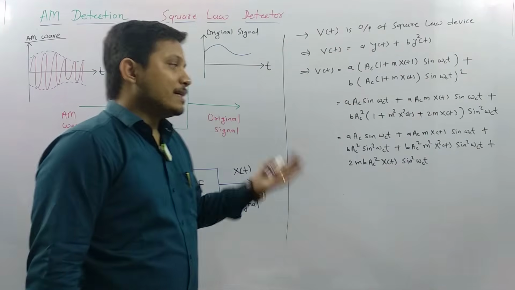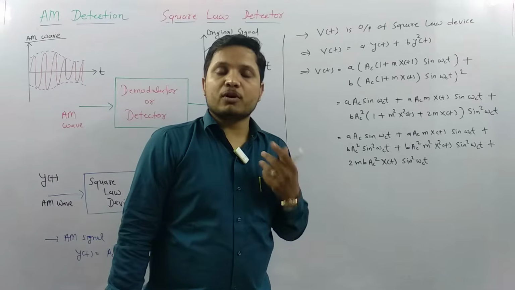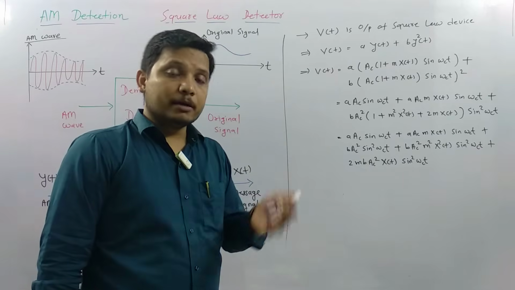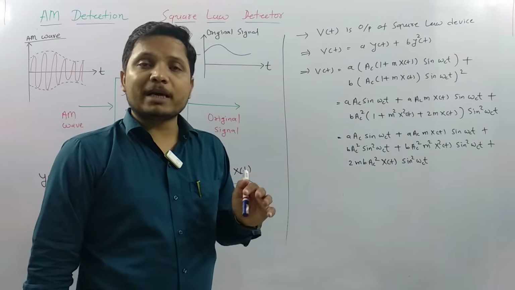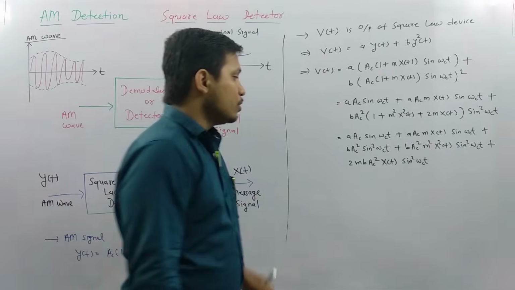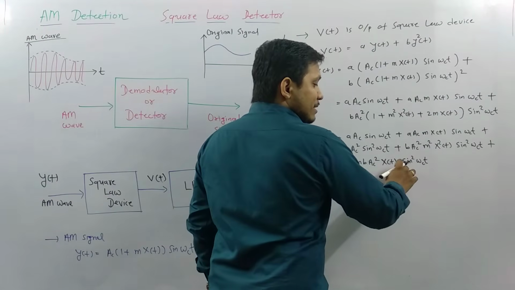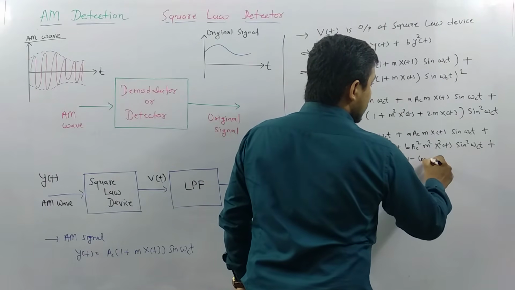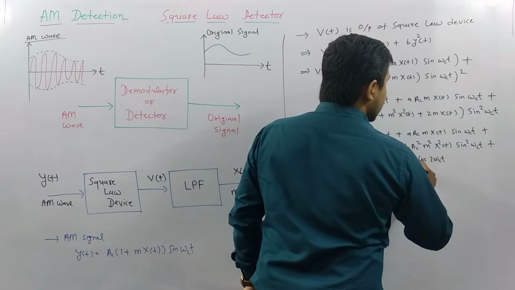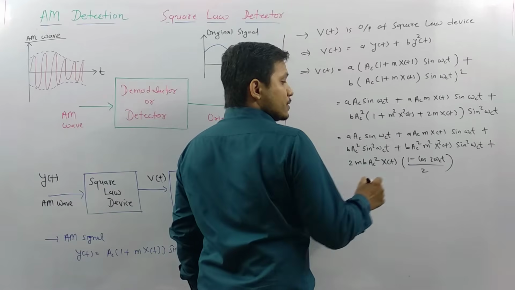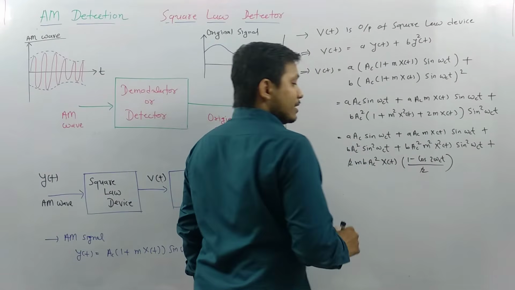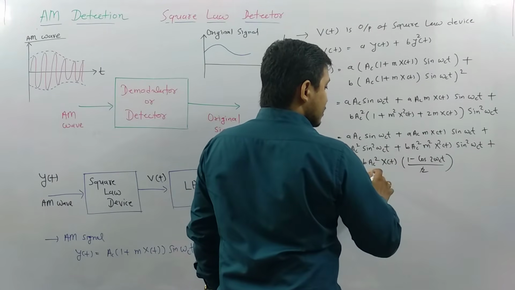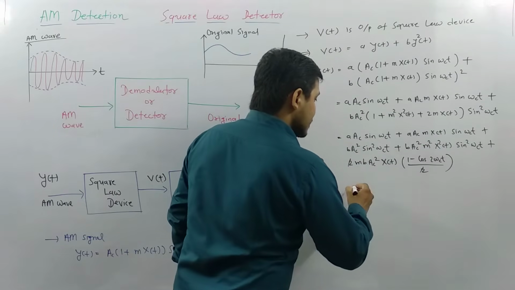Now see, sin²θ is (1 minus cos 2θ) by 2, right? So if you place (1 minus cos 2θ) by 2 over here, this will be (1 minus cos 2ω_ct) by 2. Now this 2 and this 2 will get cancelled. So ultimately you will be having two terms here. Let us write those terms again.